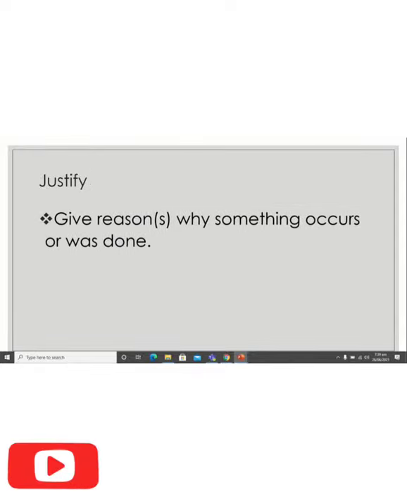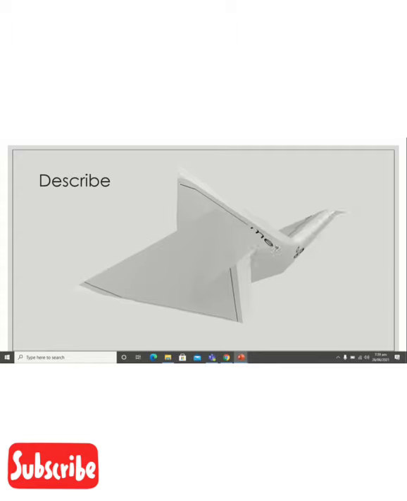Justify. When we say justify, we simply mean give reason or reasons why something occurs or was done. Why was something done? Why did we do that? Why did we use copper sulfate versus nickel chloride or something of that nature? You know what I mean? Give reasons for why something was done. And that's simply it. You justify, you give a reason for why it was done.